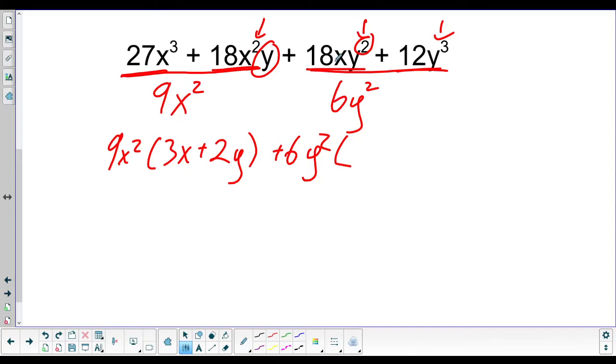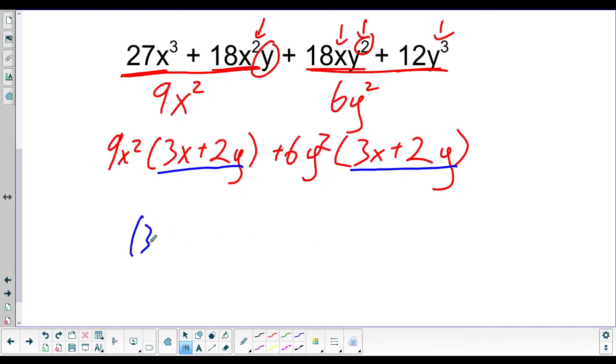Parentheses. 6 goes into 18 3 times. We had 2 y's, but we're taking them both out, so we just have the x left. 6 goes into 12 2 times. We had 3 y's. We took 2 out, so there's 1 left. Make sure your parentheses match right now. 3x plus 2y, 3x plus 2y. All right, they match. So let's go ahead and factor out that GCF of 3x plus 2y.